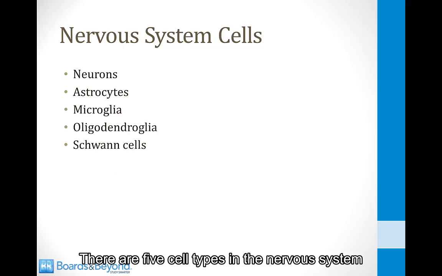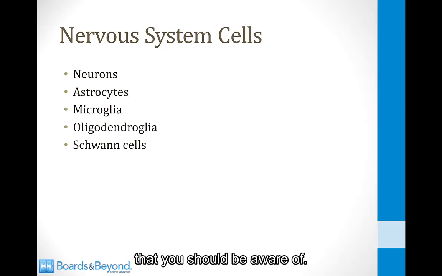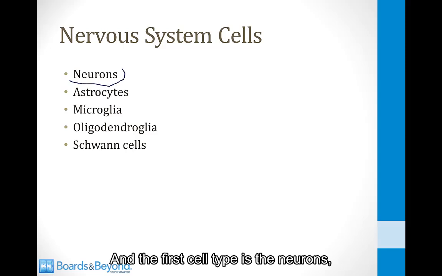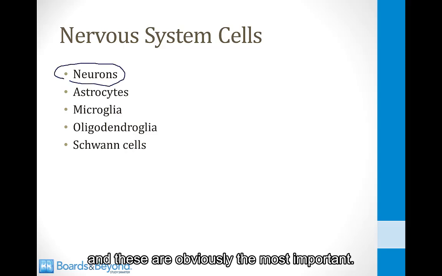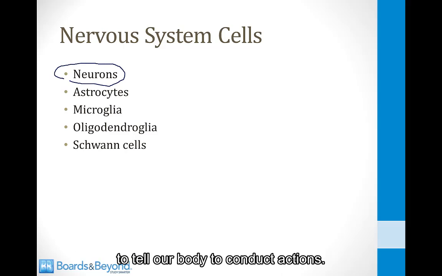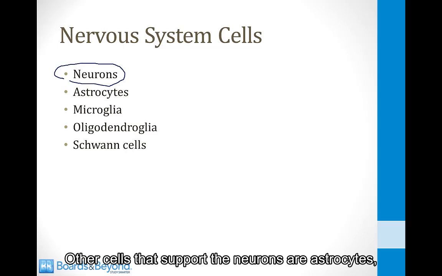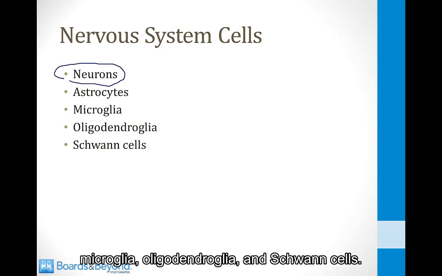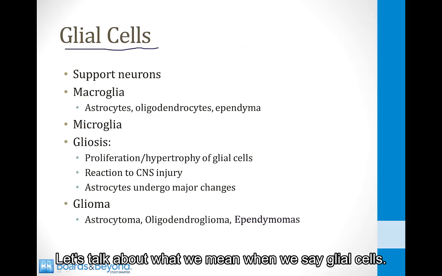There are 5 cell types in the nervous system that you should be aware of, and the first cell type is the neurons, and these are obviously the most important. They're the ones that send out electrical signals to tell our body to conduct actions. Other cells that support the neurons are astrocytes, microglia, oligodendroglia, and Schwann cells, and we'll talk about all of these in this module.